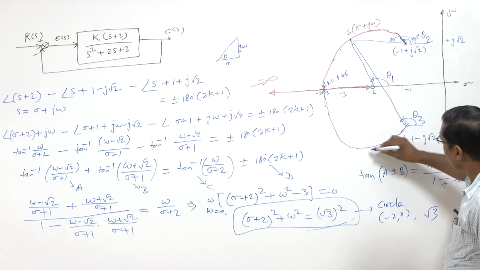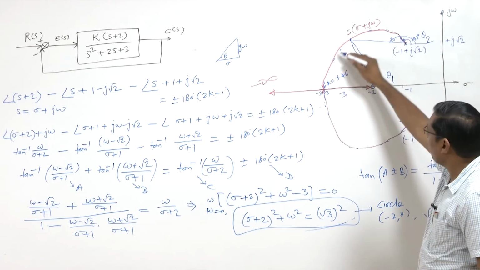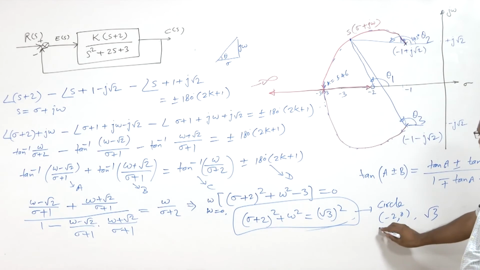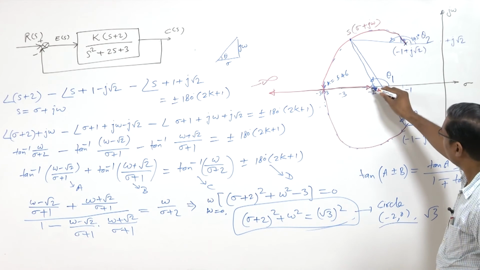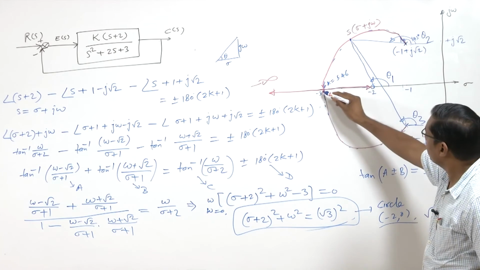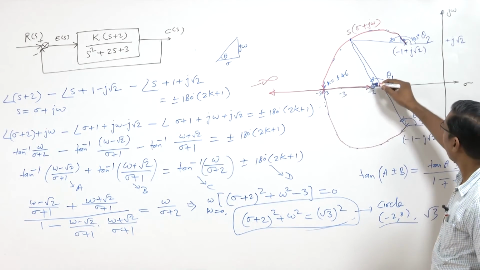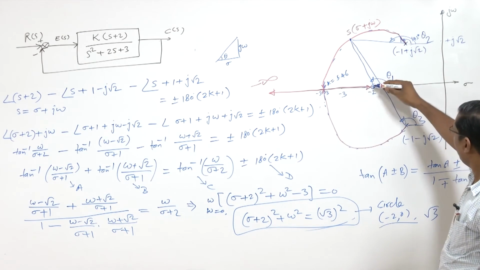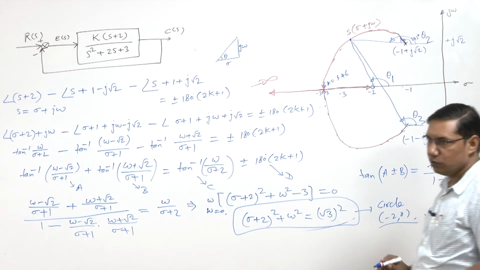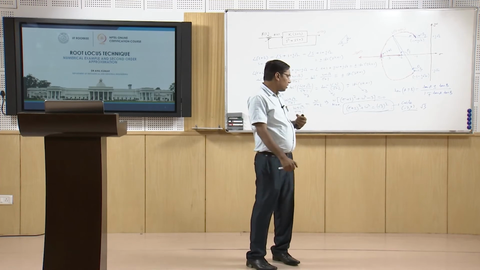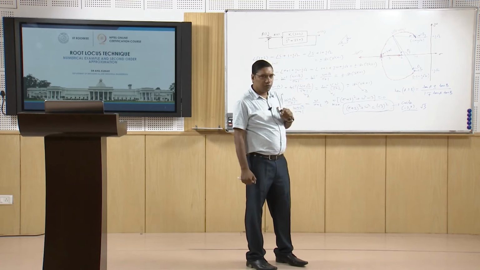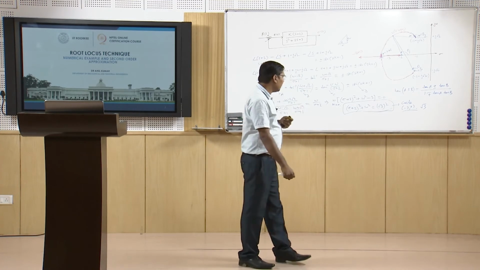So this root locus will follow a circular path whose center will be minus 2, 0 and radius is root 3. So here this is root 3, this radius, and this path is centered at this. So that's how we understand how to plot the root locus, and how, taking a general point, we can find the equation of that path.